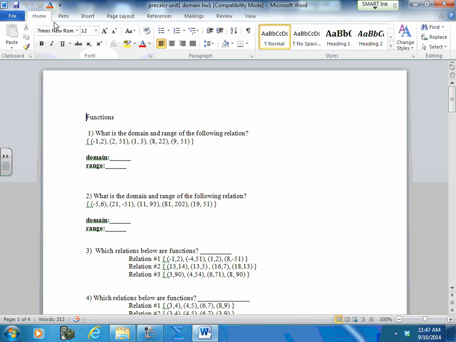Because no repeating x's. Very good. So this relation also happens to be a function. Okay. So we're going to pull out your domain. Your domain are all your x values. It's nice if you get them in order. If not, we're going to worry about it later. So -1, 1, 2, 8, 9. Your range. What's the range?